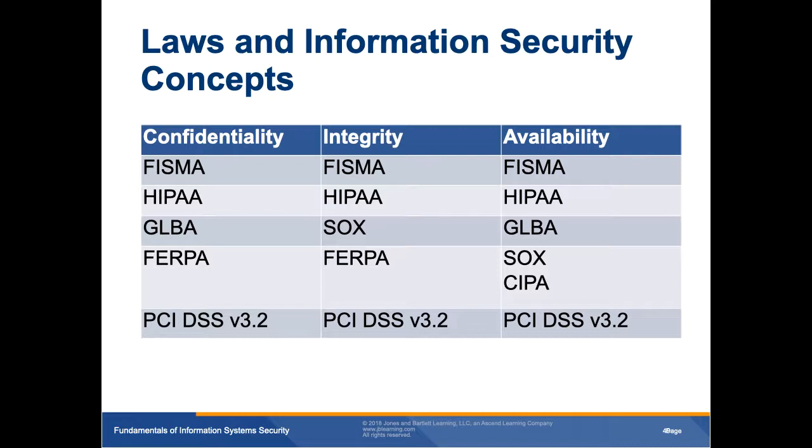And here are the laws that we've talked about, or standards, because PCI is not a law, the others are, but they all fit in confidentiality, integrity, and availability, except for CIPA, the Children's Internet Protection Act. It's availability. But most of them, FERPA is confidentiality, integrity. FISMA, HIPAA, they're all three. PCI is all three. GLBA is confidentiality and availability. SOX is integrity and availability.